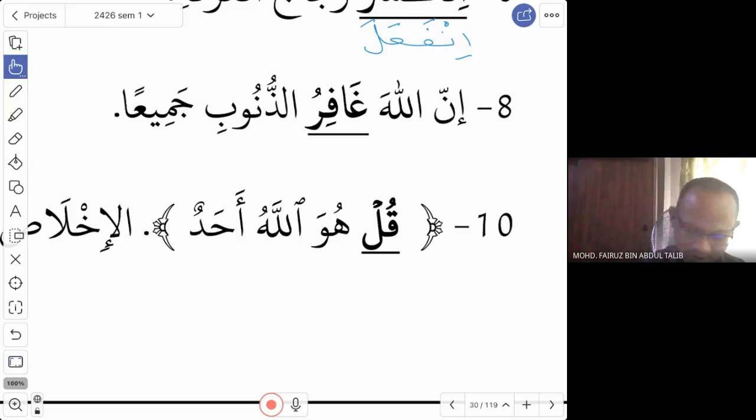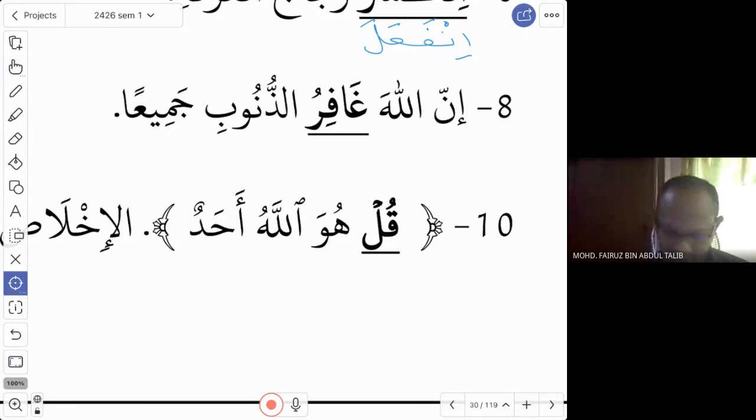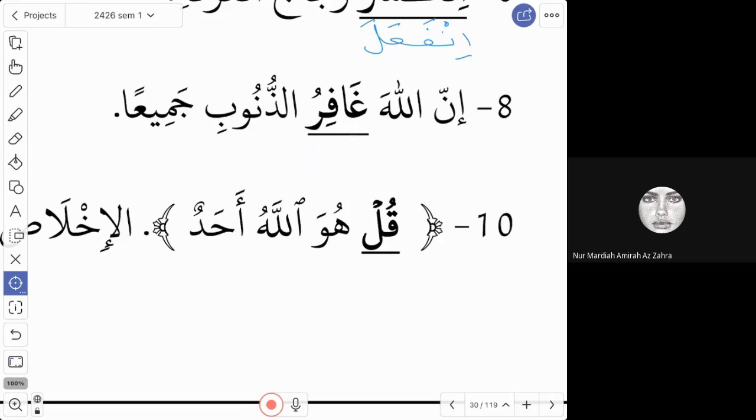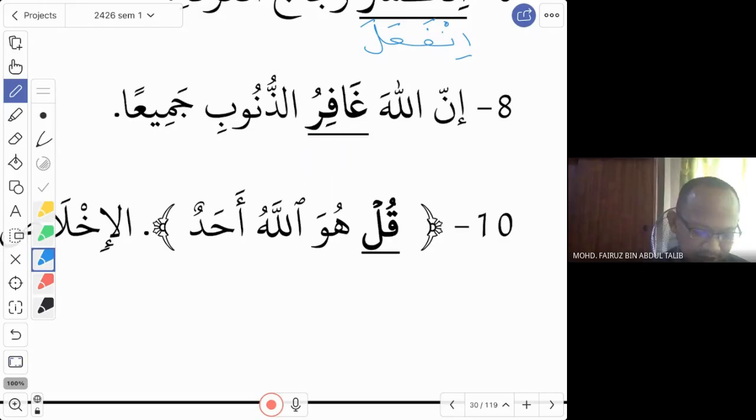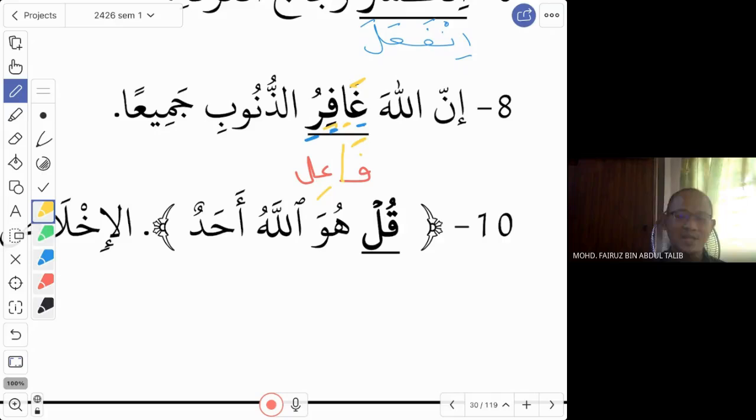Okay, sorry. Yes, what is the wazan? Ghafir. Is it fa'ilun, Ustaz? Yes, I give you the clue. The clue: ghain, fa, ra, root word. So fa, ain, lam. What is the additional letter here? Of course the alif. So how do you read this? Ghafir, fa'il. So the wazan is fa'il.